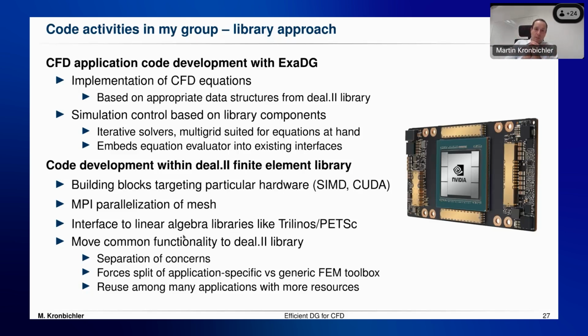So sometimes we start developing something in XLDG in the application solver, but then we see that this is generic functionality, so we pull it back to the deal.II library. Always trying to separate the concerns, what is generic finite element functionality that we could put into deal.II, and what is a specific solver. And of course, we have this approach because we want to reuse the data structures, so we don't want to just reinvent everything when we look at a different application.